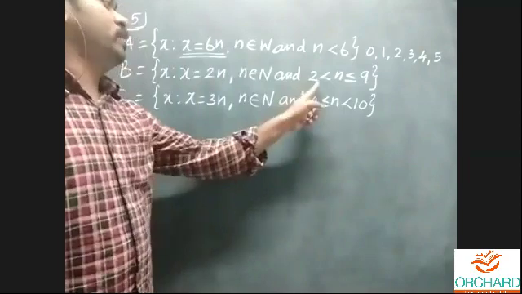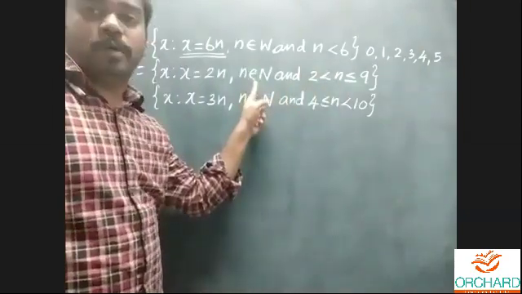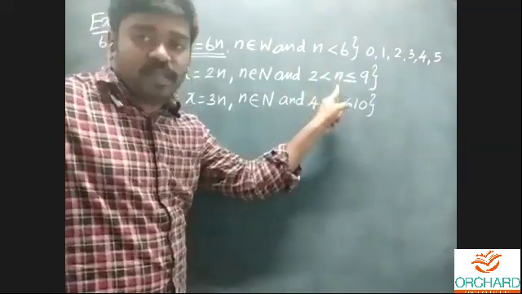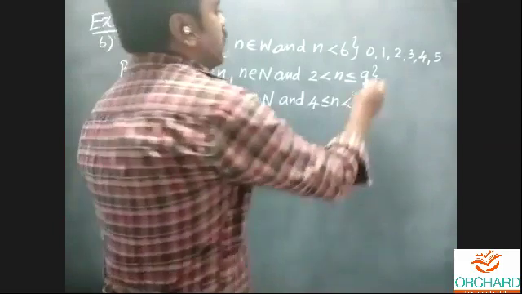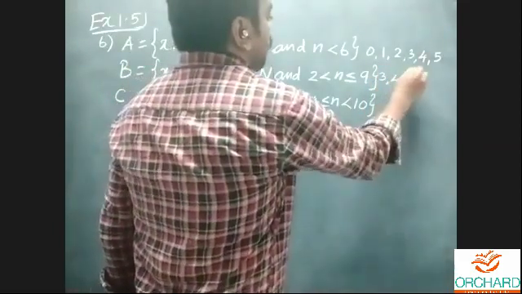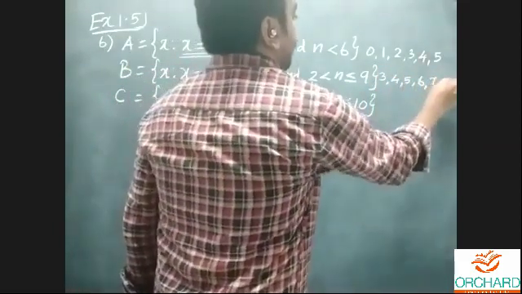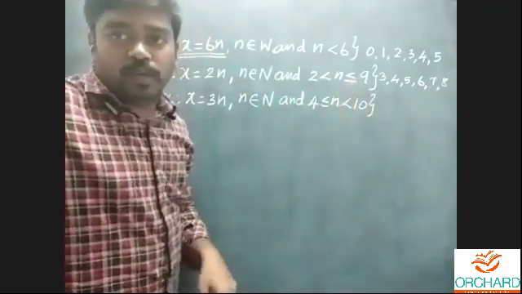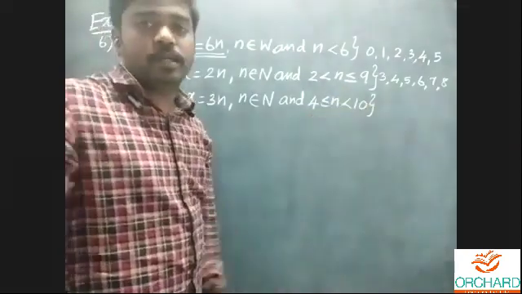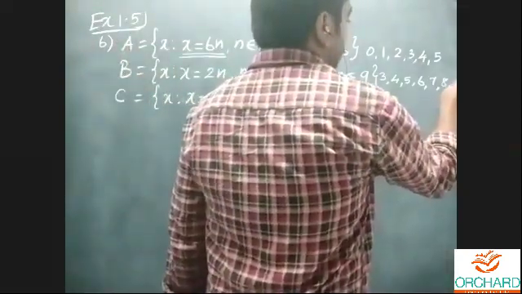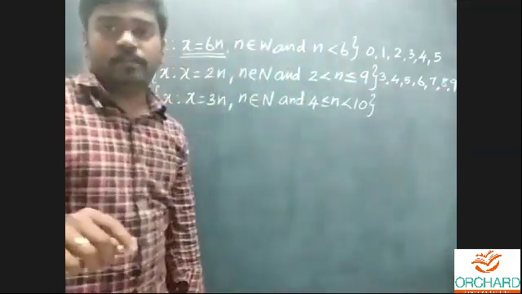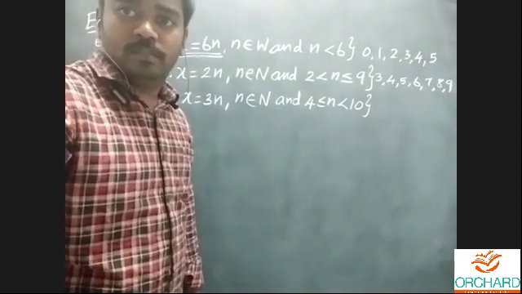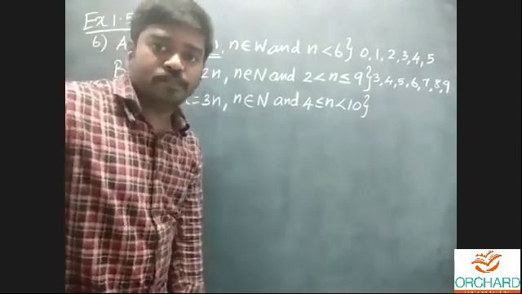For the next one, n takes values from the set of all natural numbers. 2 less than n, which means you skip the value 2 and start from 3: 3, 4, 5, 6, 7, 8, and less than or equal to 9, so till 9 we write the values. So now it is clear.